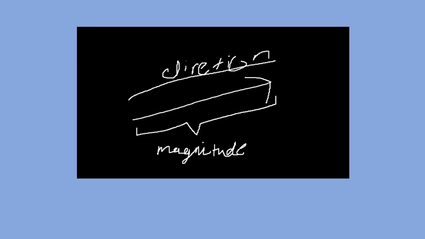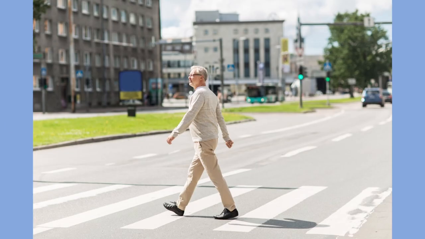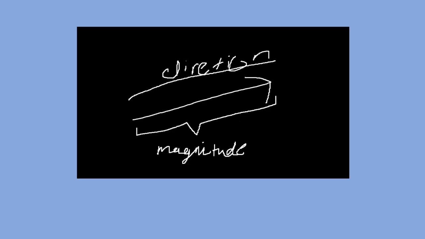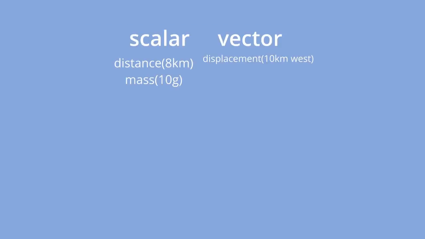And then there's a vector quantity, which is described by magnitude and direction. For example, this guy is traveling 4 meters north, and as you can see, this is a vector, where it has both magnitude and direction. So again, a scalar quantity is described by magnitude, and a vector quantity is described by both magnitude and direction. And then there's distance and displacement.